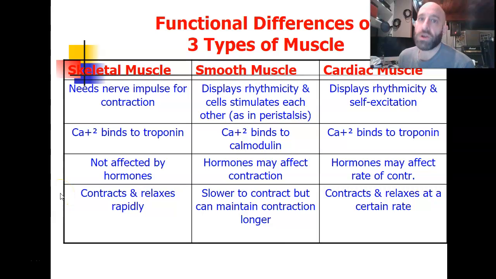In the last lecture, we started talking about the differences between the three types of muscle tissue found in a human organism, right? There's skeletal, smooth, and cardiac. And we talked about the functional and also the structural differences between these types of muscle. And it makes total sense. They have different jobs, right?